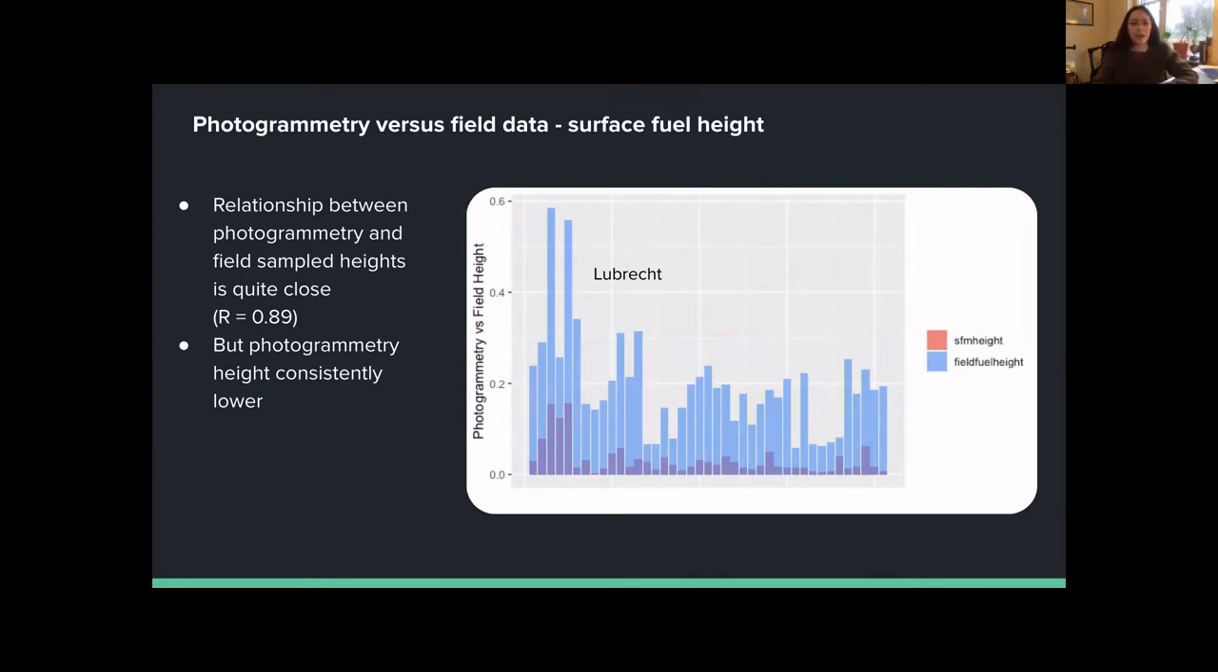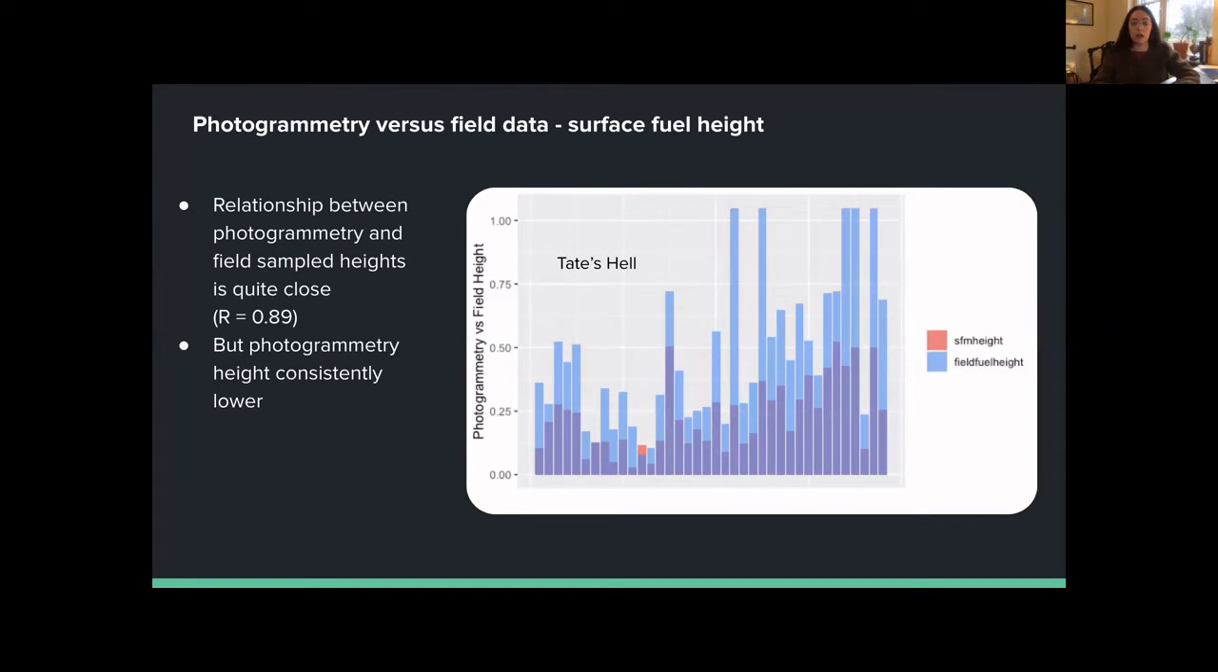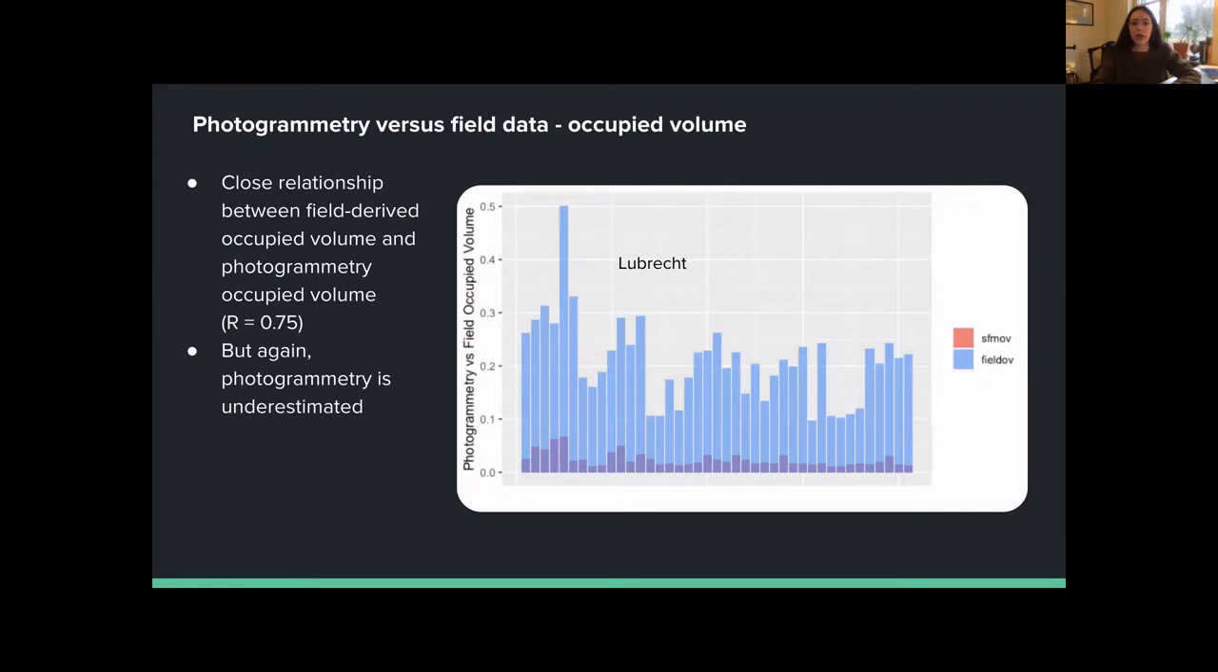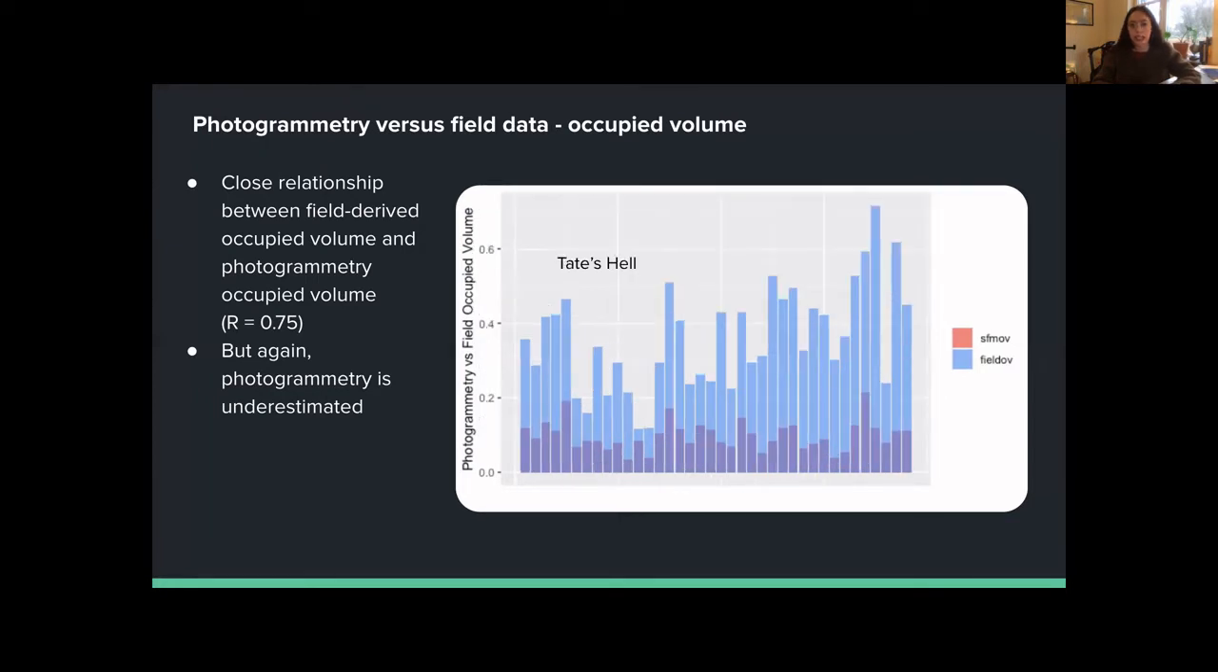Interestingly, what we found, at least so far, is that the photogrammetry heights are quite closely correlated to the field sampled heights. But as you can see, across the board, the photogrammetry heights are consistently lower. And this happened for both Lubrecht, that timber litter dominated Montana site, and Tate's Hell, our shrub dominated site in Florida. It's a similar story when we compare photogrammetry derived occupied volume with occupied volume calculated from our field sampling data. Again, they're decently correlated with one another, but estimates of occupied volume in the photogrammetry models are consistently lower than the field data. And again, this happens at both Lubrecht and at Tate's Hell.